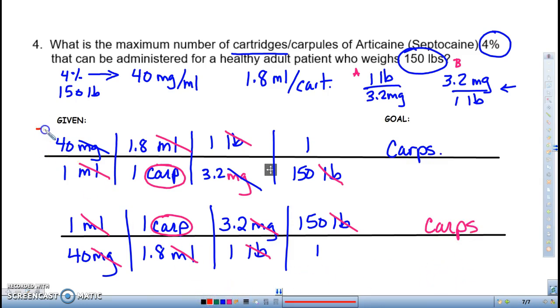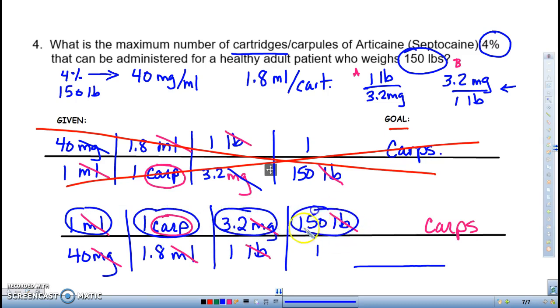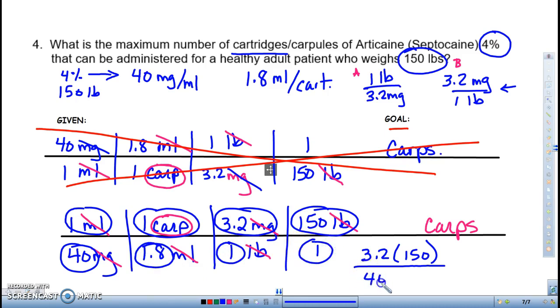Okay? This right here didn't give us the results we wanted. It didn't give us our goal. When I flipped the whole thing upside down, it did. So now what I'm left to do is just the multiplication, or the math. In the numerator of my fraction, I have 1 times 1 times 3.2 times 150, or just 3.2 times 150. In the denominator, I have 40 times 1.8 times 1 times 1. 40 times 1.8 times 1 times 1 gives you that.